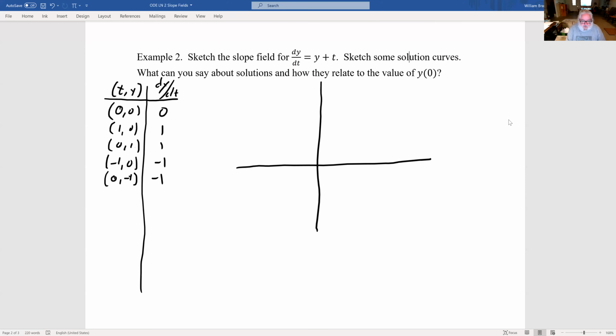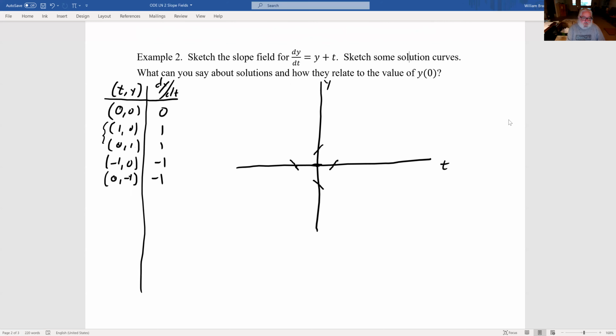At the origin, we have slope 0, so we draw a little horizontal line there. At the point (1, 0), this is my t-axis, this is my y-axis, (1, 0) is here. We've got a slope of 1. T equals 0, y equals 1, that's up on the y-axis with a slope of 1. T equals minus 1, y equals 0 is here. We've got a slope of minus 1, so slope it down. And same thing here, we've got a slope of minus 1. So, interesting, these two things have the same slope.